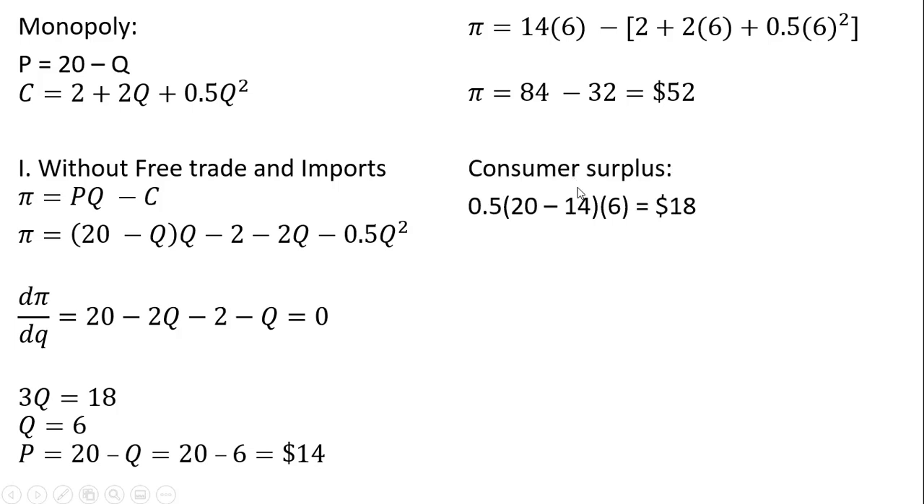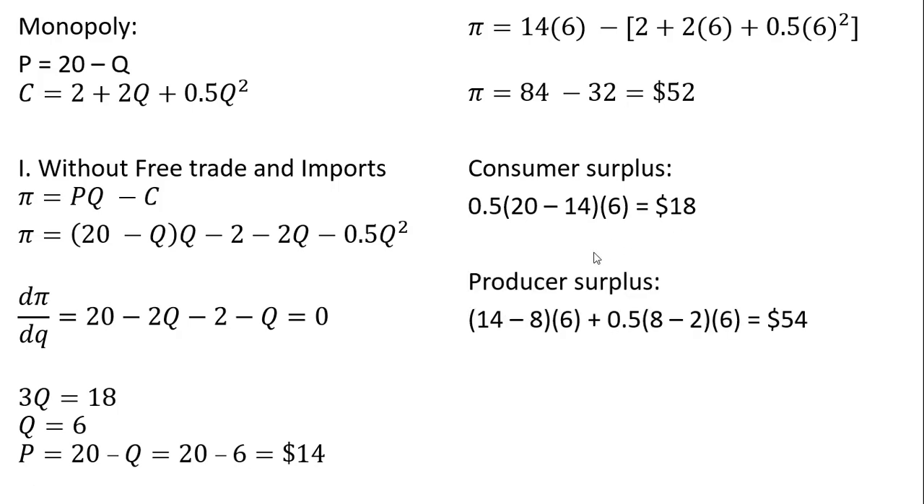Consumer surplus is going to be given by this equation here. It's 1/2 base times height, so consumer surplus is going to be a triangle where this 20 represents the vertical intercept, or the demand choke price, of the demand curve. $14 is the price that the monopolist is charging, and 6 is the quantity of output. You might want to look at this graphically to better visualize it, but nevertheless, consumer surplus is $18.